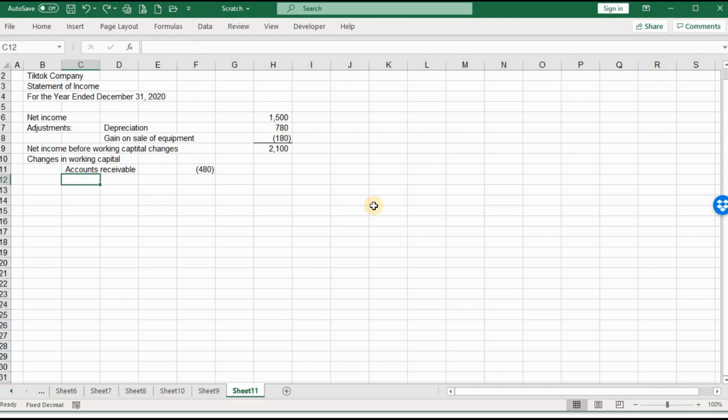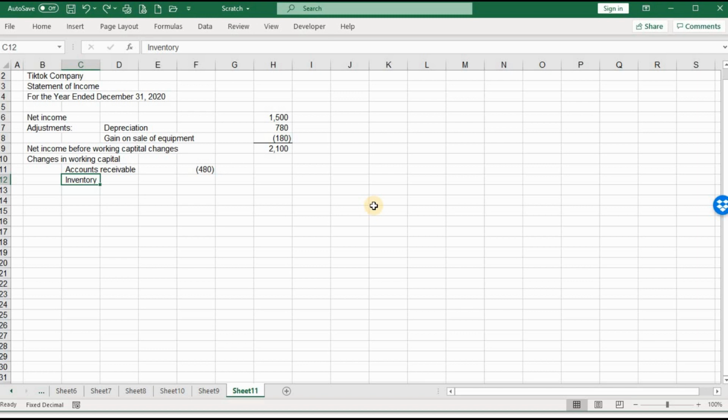Always remember that the relationship of cash and cash equivalent account with other asset accounts is inverse, which means that if there is an increase in accounts receivable, the effect on cash is decrease. Likewise, if there is a decrease in a particular asset account, the effect on the cash and cash equivalent is increase. So that is why for the accounts receivable, this is negative, because the effect on cash and cash equivalent is decrease. Now let's proceed to inventory.